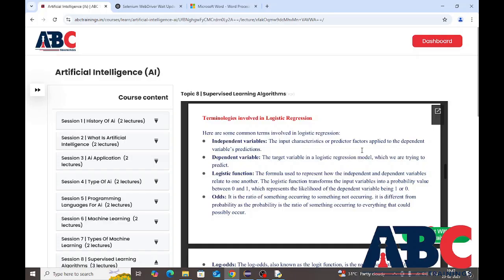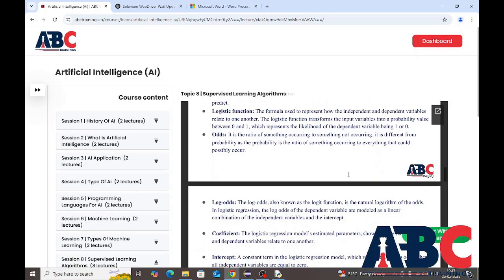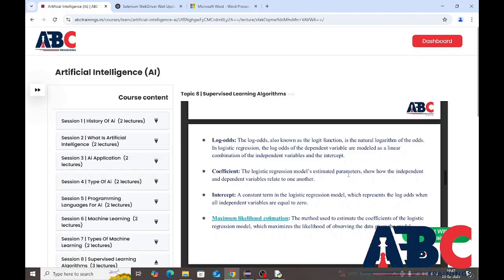Odds. It is the ratio of something occurring to something not occurring. It is different from probability, as the probability is the ratio of something occurring to everything that could possibly occur. Next terminology is log odds. The log odds, also known as the logit function, is the natural logarithm of the odds. In logistic regression, the log odds of the dependent variable are modeled as a linear combination of the independent variables and the intercept. Coefficient. The logistic regression model's estimated parameters show how the independent and dependent variables relate to one another.